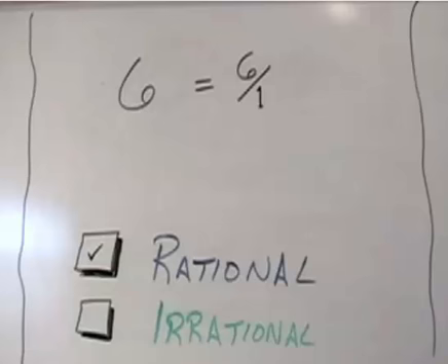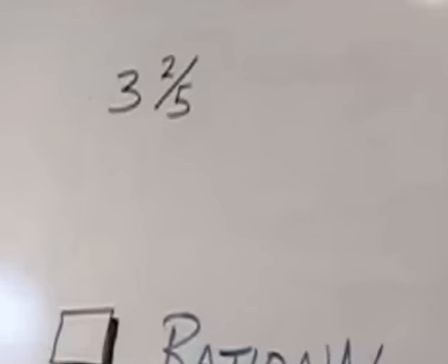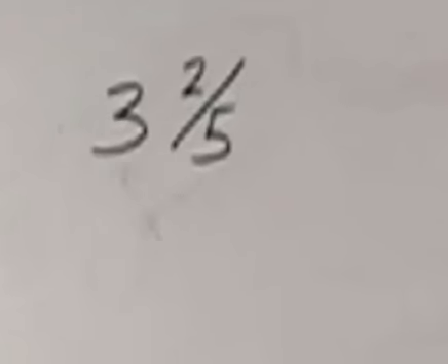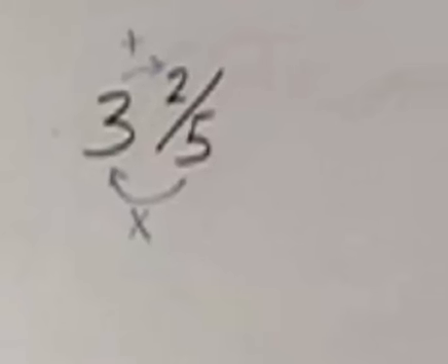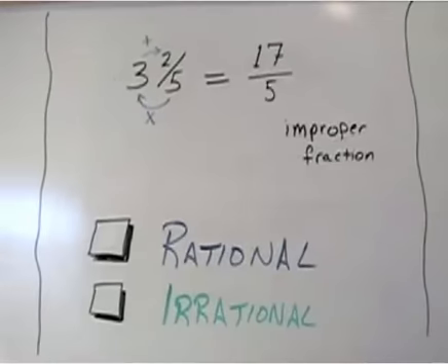Now how about a mixed number, like 3 2/5? Remember, you can turn a mixed number into a fraction. First you multiply the denominator times the whole number, then you add that product to the numerator. In this case, we'll get a 17. We keep the denominator we had from the original mixed number, in this case 17 over 5. Now this is an improper fraction, but that's still a fraction, so a mixed number is also a rational number.